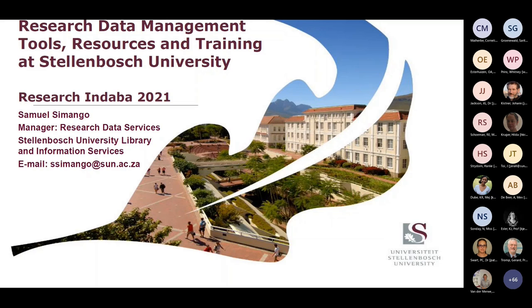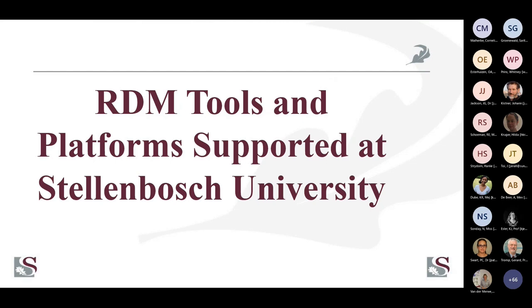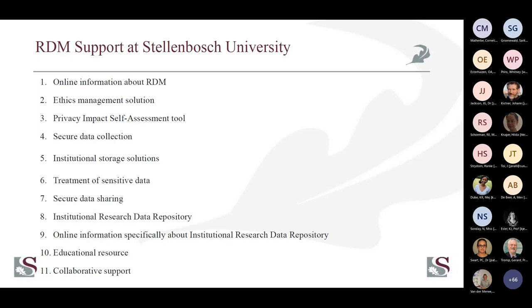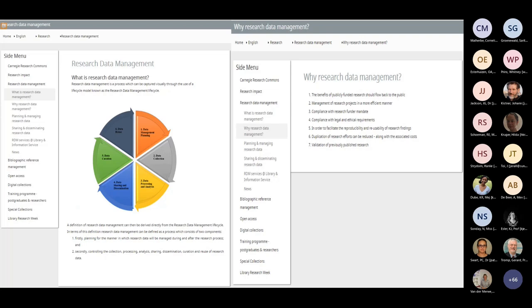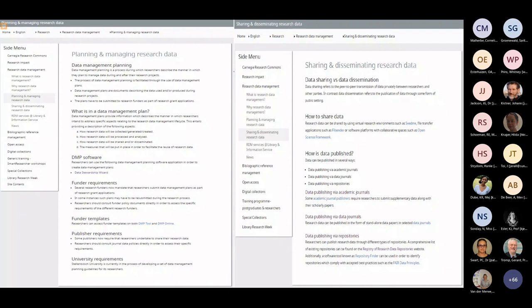Starting off with the tools and platforms, here's a list of what is actually supported at the university, or at least approved. First of all, we've got the online information about research data management. This is information that is available on what are known as the RDM web pages hosted by the library. It provides information about what research data management is, the rationale behind it, as well as data management planning and data sharing and dissemination in a bit of a condensed form.